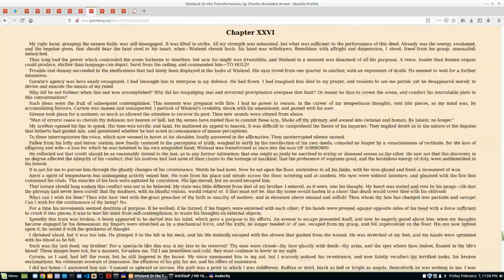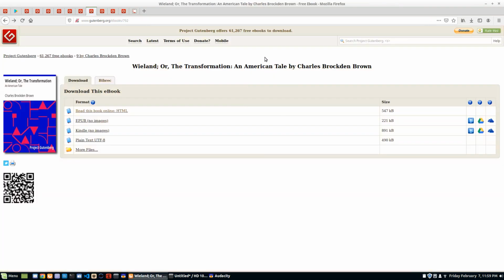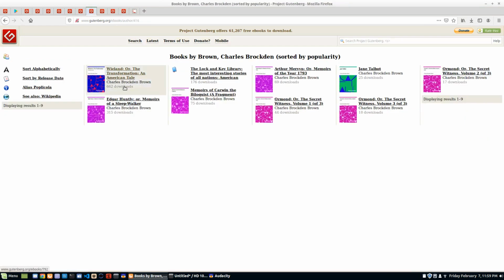I wouldn't say I recommend it as a novel, but if you're looking for something quite out there, then this is available on Project Gutenberg, as are some other books by him. I think he was most known for his spooky stories. So, yeah, that's one I did read.